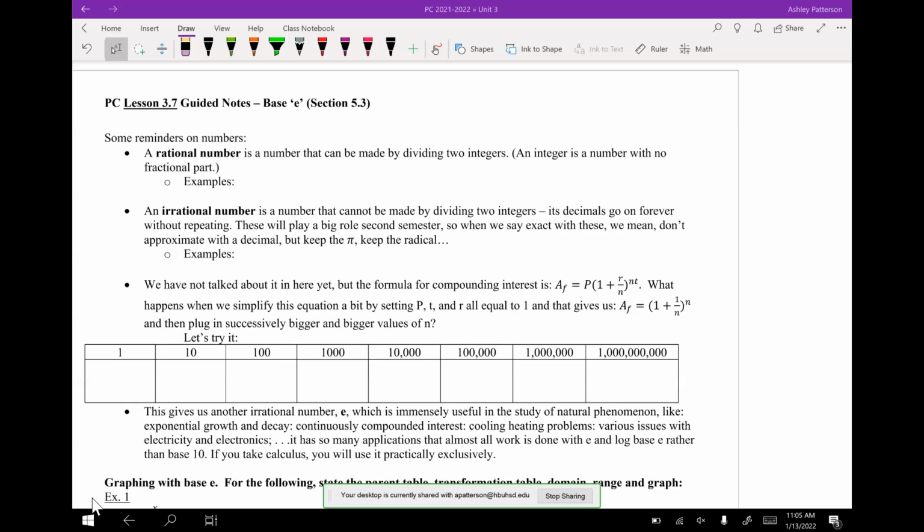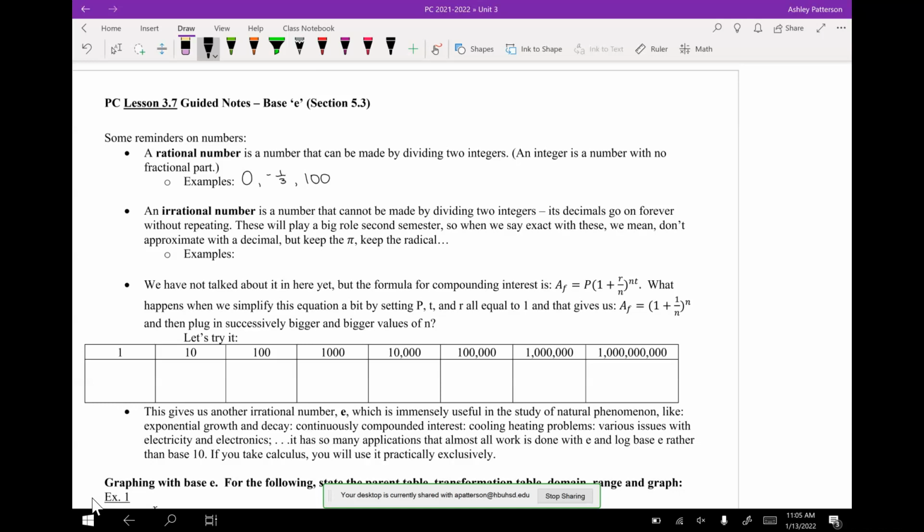If you're a rational number, then you can be made by dividing two integers. You can be written as a fraction, basically. Every rational number can. So examples would be 0, or maybe negative 1/3, or 100. These are all examples of rational numbers. They can all be written as fractions. And they're either positive or negative.